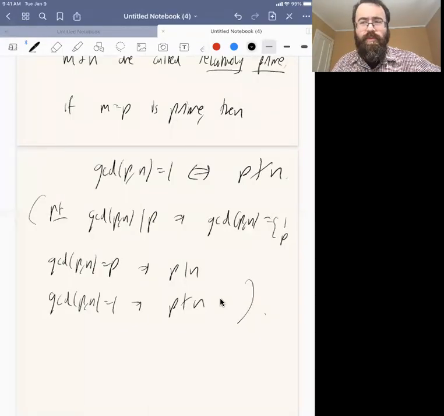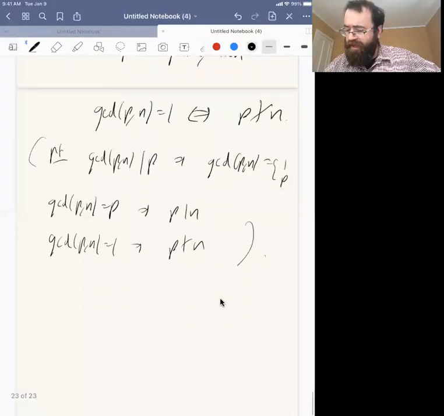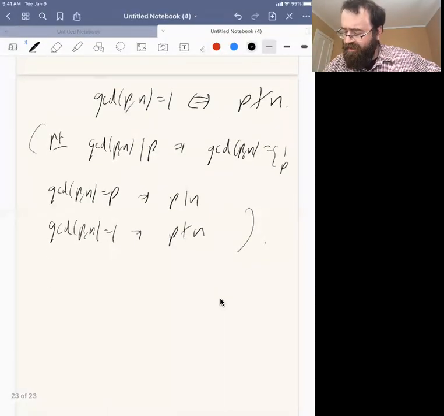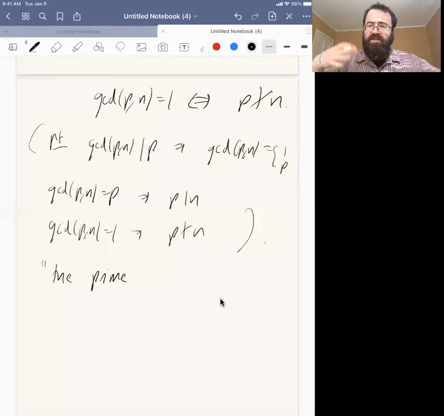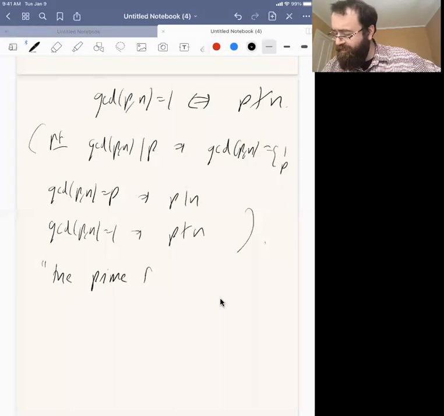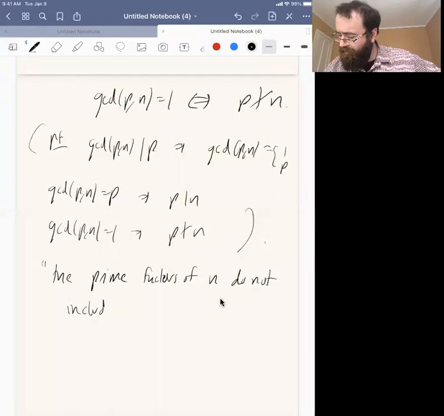We'll talk more about this when we give the proof of the second part, the uniqueness part of the prime factorization theorem. But let me just say that this kind of means that the primes that make up n don't include p. So sort of casually, this is saying that the prime factors of n don't include p. I'll just write that in English without going into the details of uniqueness yet. We'll do that in a later lecture. So the prime factors of n do not include p. And that's the reason for the word relatively prime.